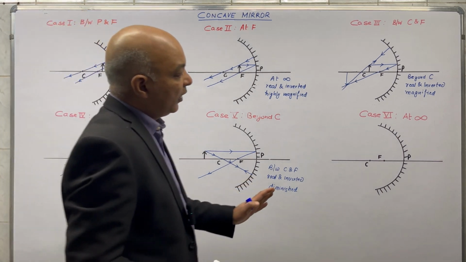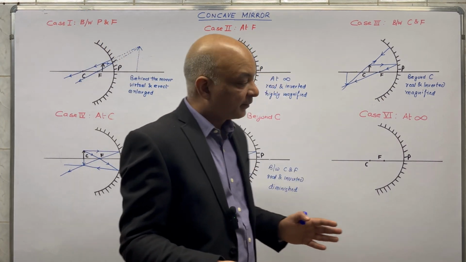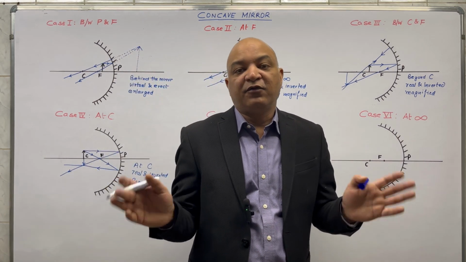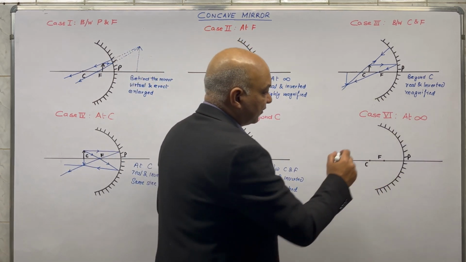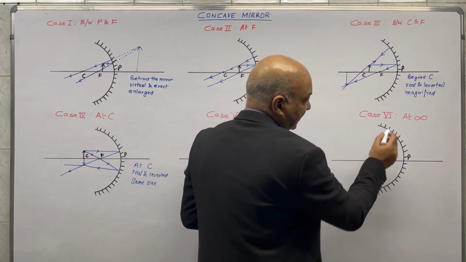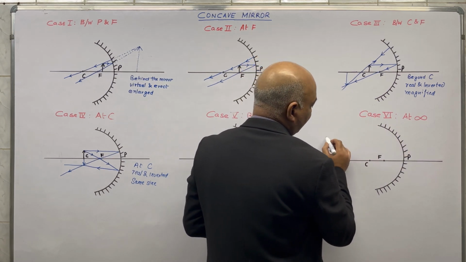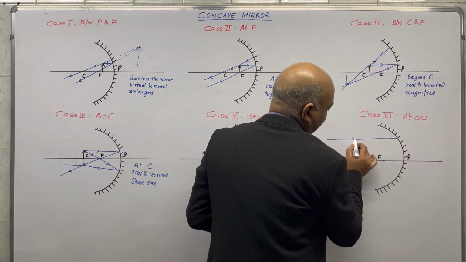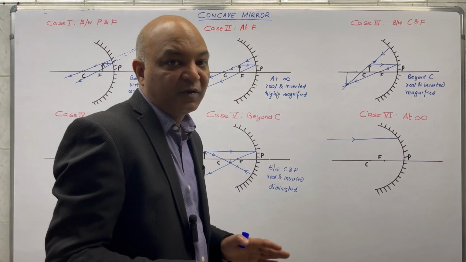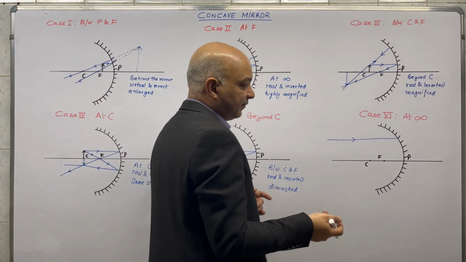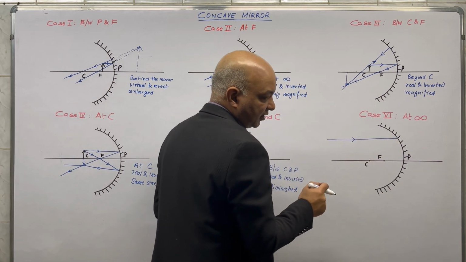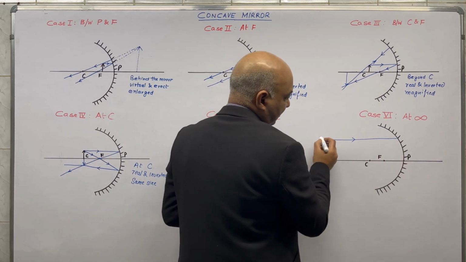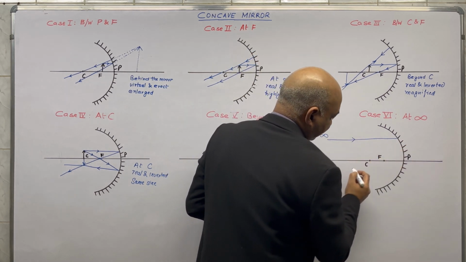Last of all, when we keep the object anywhere beyond C, that is somewhere very far off from the concave mirror, so in case the object is kept at infinity, that is some unknown far off distance, we know that the light rays coming from a far off object kept at infinity become parallel upon reaching the mirror. So they all will become parallel coming from infinity.